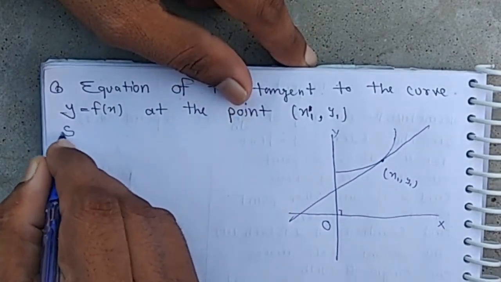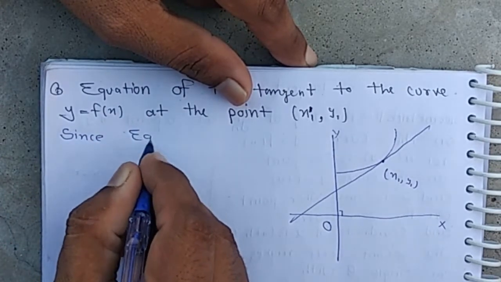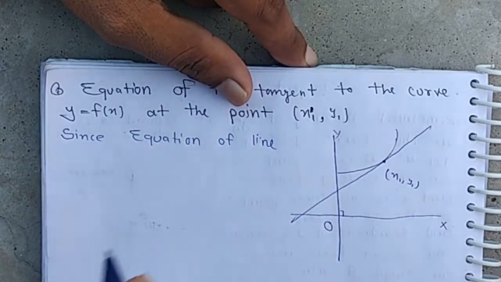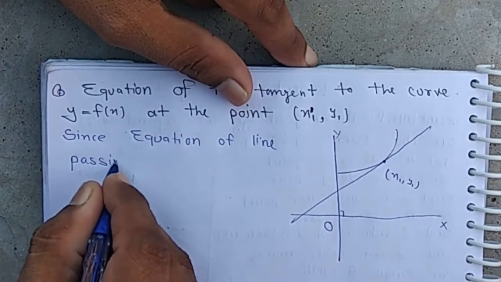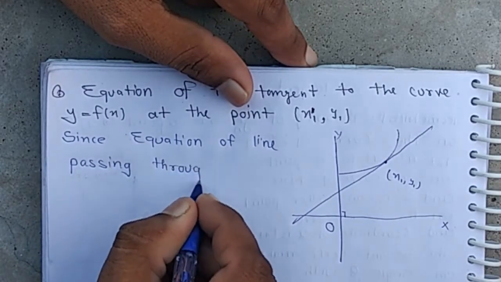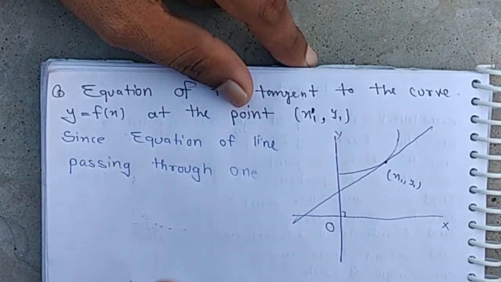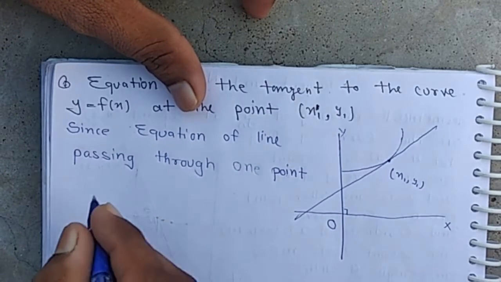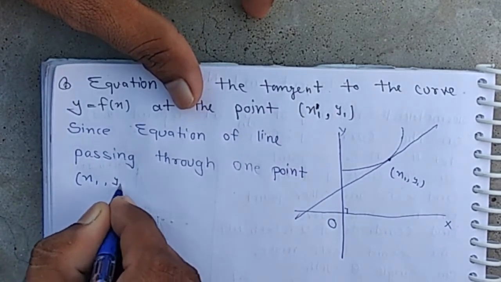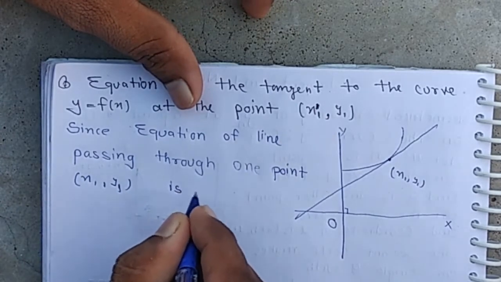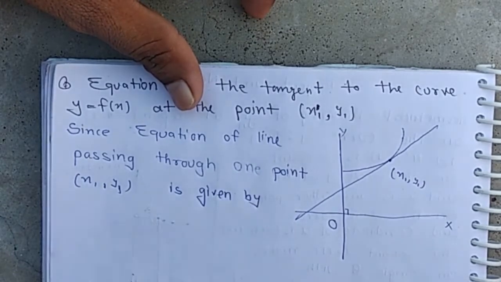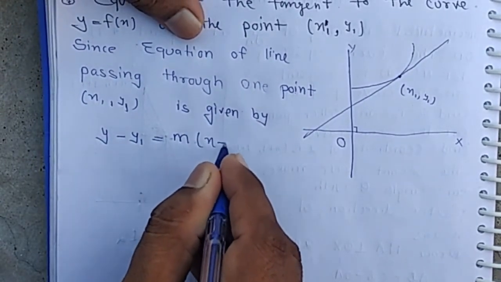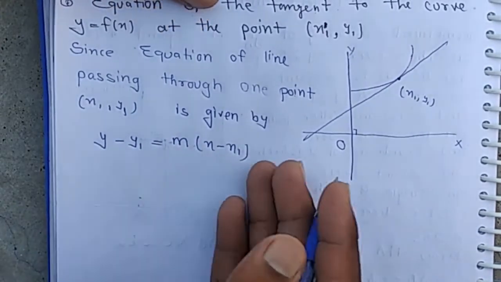We know that the equation of a line passing through one point (x1, y1) is given by y minus y1 equal m times (x minus x1), where m is the slope of the line.